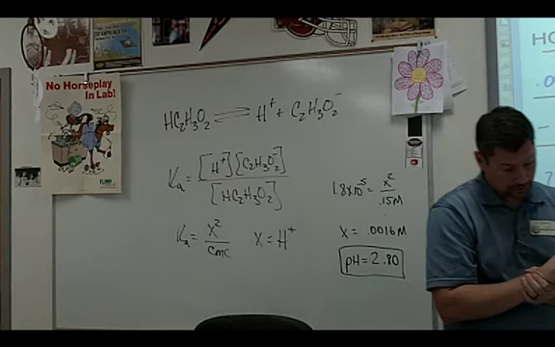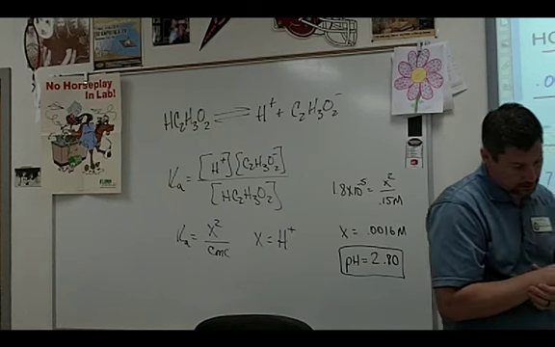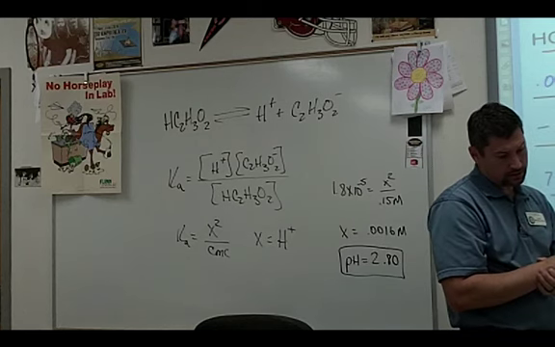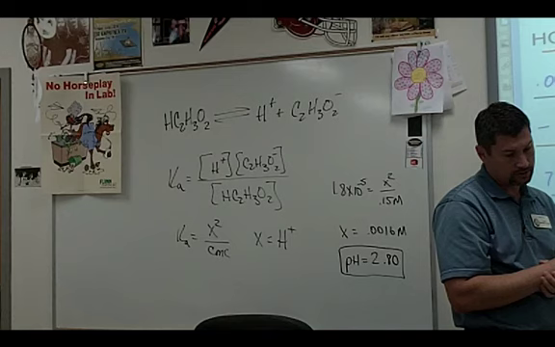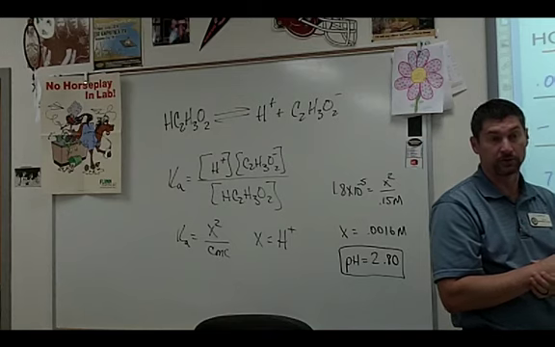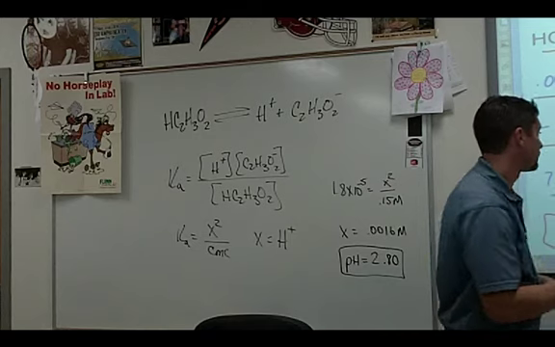What do you get? 1.35 times 10 to the negative 9. Say it again. 1.35 times 10 to the negative 9. Did I do it wrong? I got 2.4 times 10 to the negative 7. That's what I got.